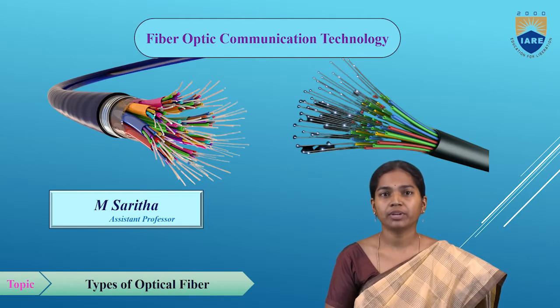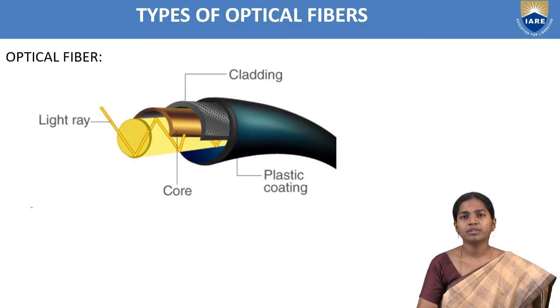Today I am going to explain about types of optical fibers. We have different types of optical fiber. So what is meant by optical fiber? An optical fiber consists of a core and cladding.